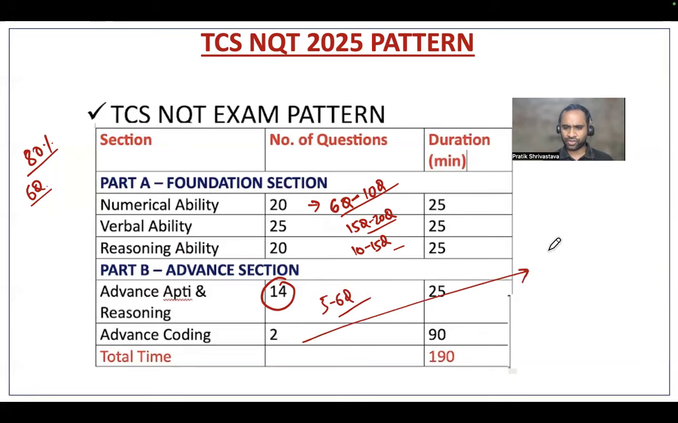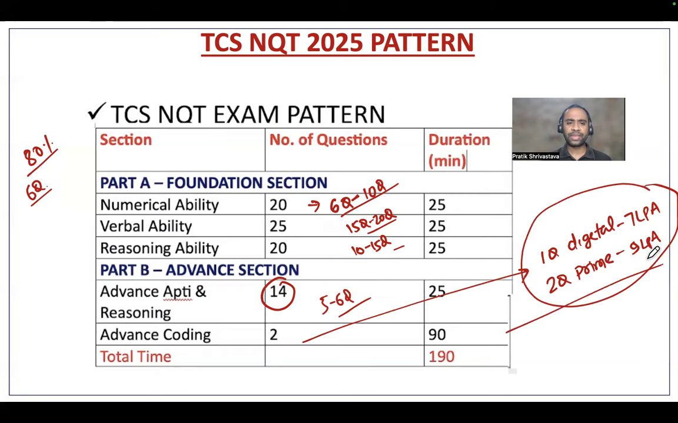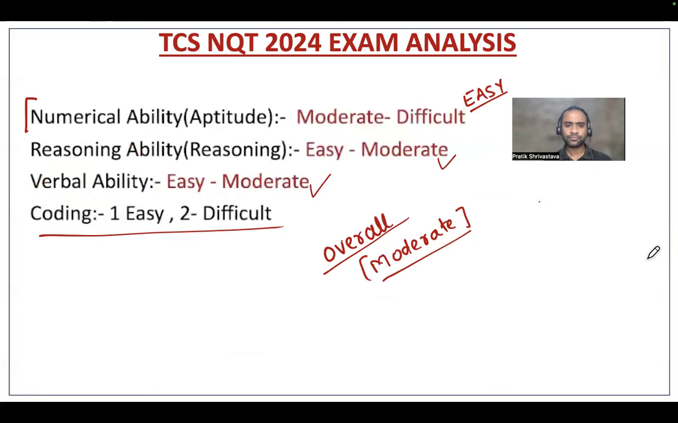And the coding question was a deciding factor. With 1 coding question you will be called for Digital, and with 2 coding questions you will be called for the Prime interview. Digital will give you a package of 7 LPA, and Prime will give you a package of 9 lakhs per annum. So this is what you will be getting. Now you understood numerical ability, reasoning ability, verbal ability, coding. For numerical ability, you have to put more focus.